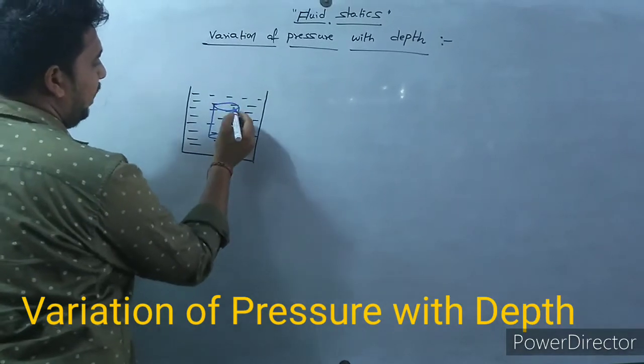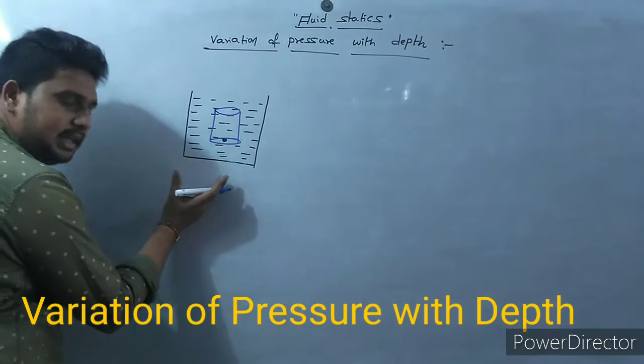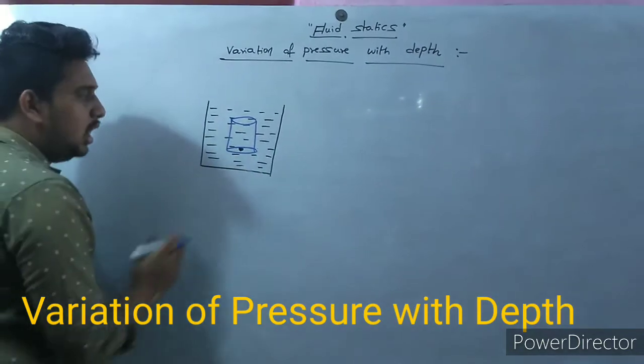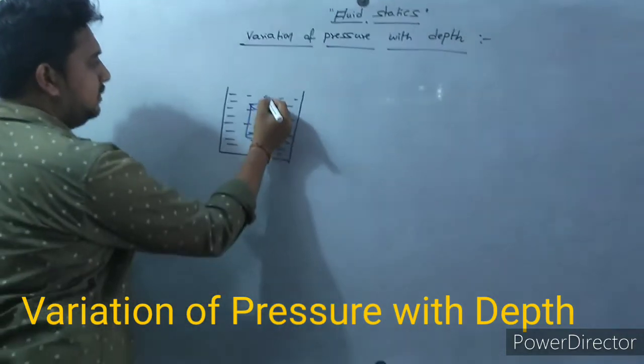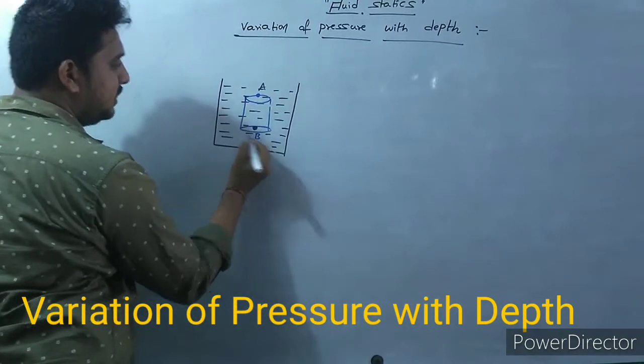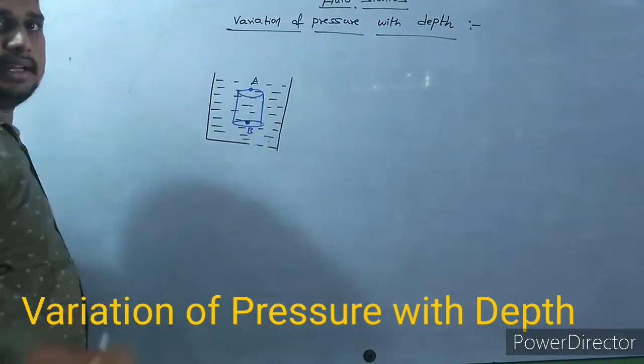So for these 2 points I draw an imaginary cylinder. Let us consider a container which is filled with a fluid. Now I consider 2 points. This is one point and this is the second point, point A and point B. So I draw an imaginary cylinder here.